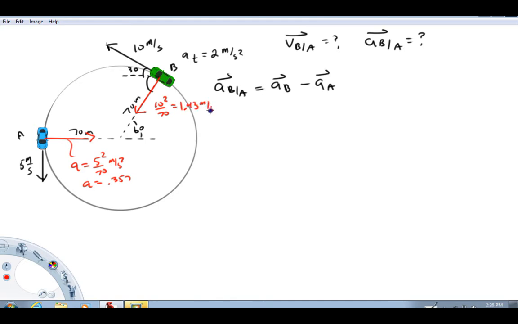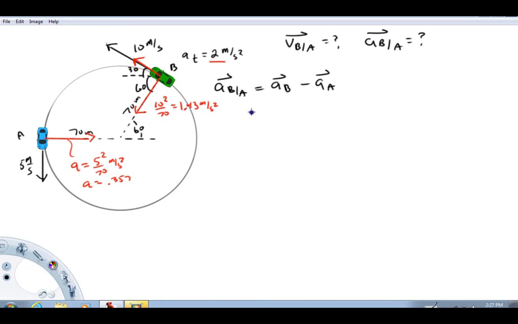1.43 meter per second squared. And it's important to note that that vector makes an angle of 60 degrees here with the horizontal. Now, in addition to the 1.43 meter per second squared, car B also has a tangential acceleration. The tangential acceleration is in the same direction as the velocity. I'm going to draw it in red. And that vector has a magnitude of 2 meter per second squared. So we have 3 acceleration vectors to worry about.